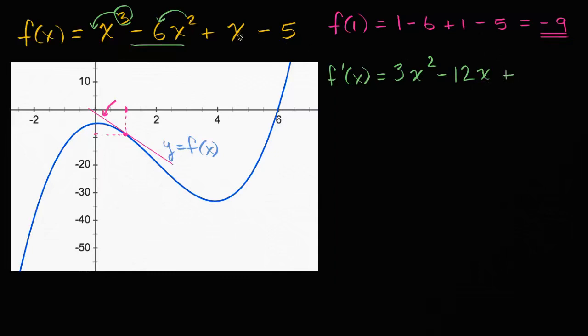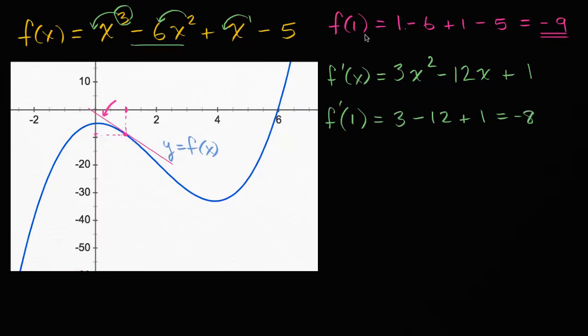And then plus the derivative of x is just 1. If you view this as x to the first power, we're just bringing the 1 out front and decrementing the 1. So it's 1 times x to the 0 power, which is just 1. And then the derivative of a constant here is just going to be 0. So this is our derivative of f, and if we want to evaluate it at 1, f prime of 1 is going to be 3 times 1 squared, which is just 3, minus 12 times 1, so it's just minus 12, and then we have plus 1. So this is 3 minus 12 is negative 9, plus 1 is equal to negative 8. So we know the slope right over here is a slope of negative 8.